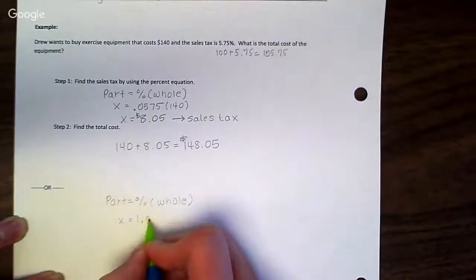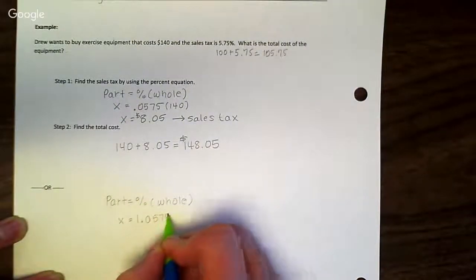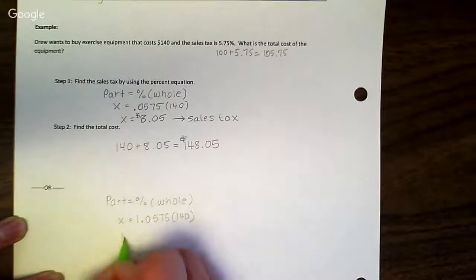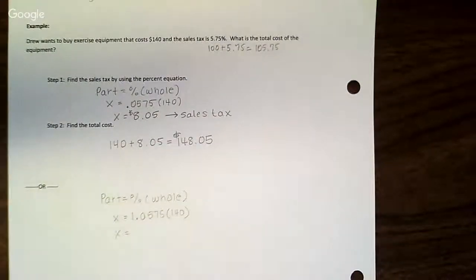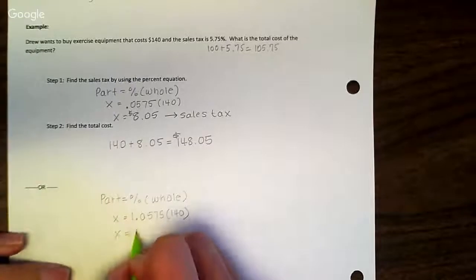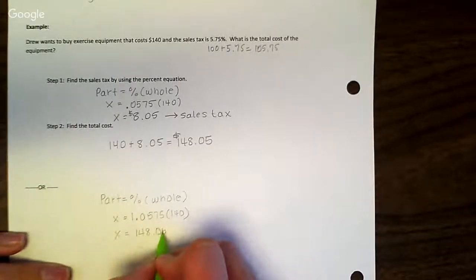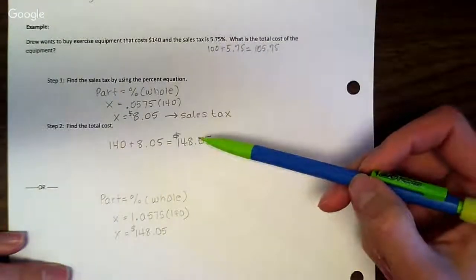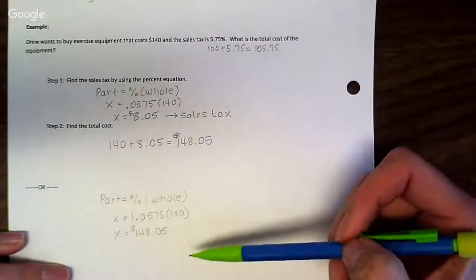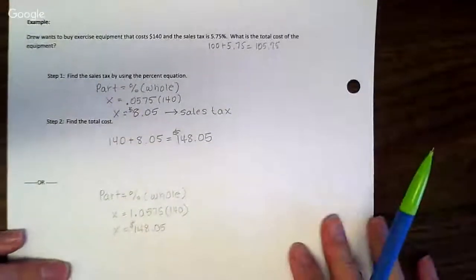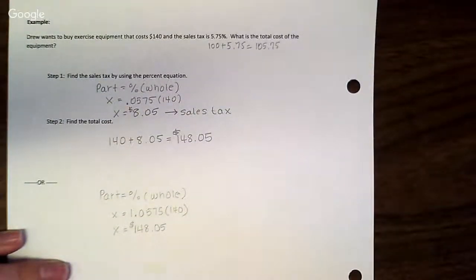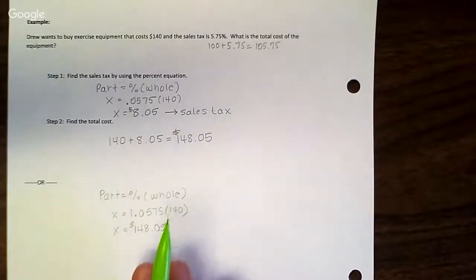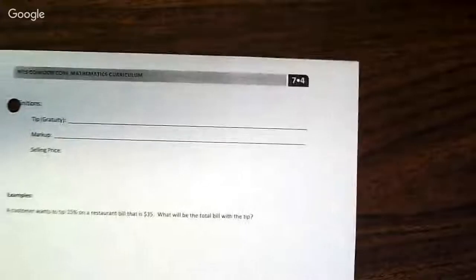So I'm going to put 1.0575. The original cost is still 140. Now, when you do the math on that, it's going to be 148.05, which if you notice matches the answer we got above, but it gives us that answer directly without having to add it afterwards. That's only good though if you are asked to find the total cost, not the sales tax first.